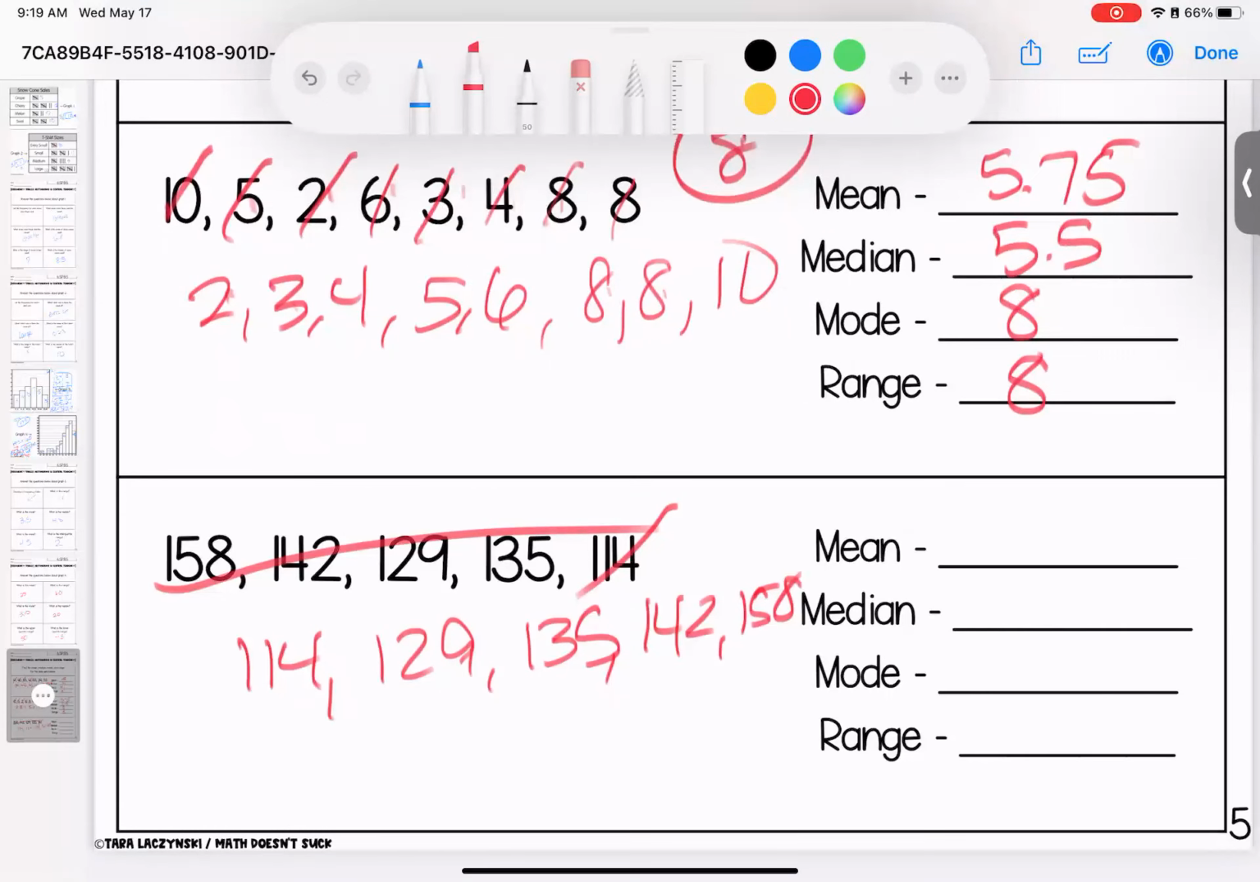Range is 158, take away 114, which gives us a range of 44. Most often, none of them repeat. We have 5 numbers, so our middle is 135. And if we add up 114, 129, 135, 142, and 158, and we divide that by 5, it gives us 135.6.